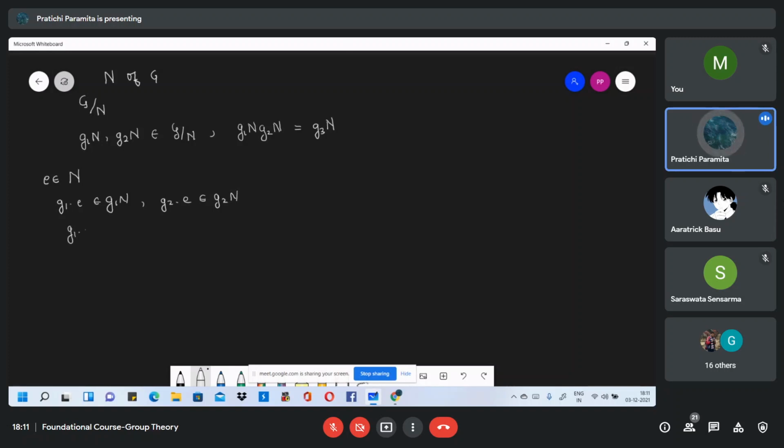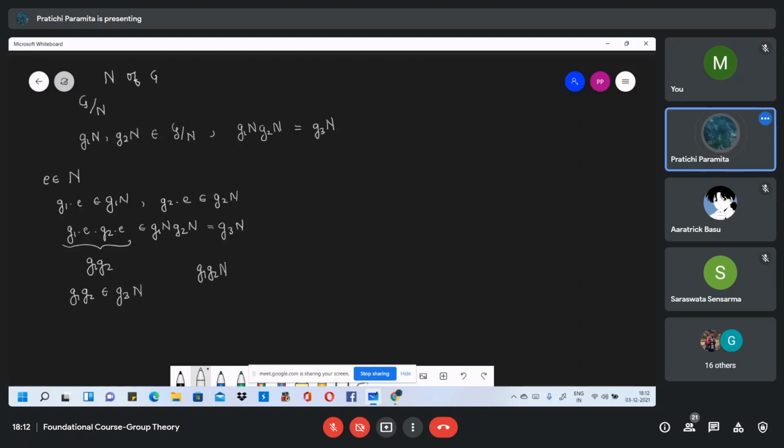Then G1E G2E belongs to G1N G2N, and this is nothing but G3N. This is nothing but G1 G2. So I'm saying that G1 G2 is in G3N. Now I know that the set of left cosets is going to partition G. That means G1 G2, this element that is in G, will lie in only one left coset of N in G. And that left coset can also be said as G1 G2 N.